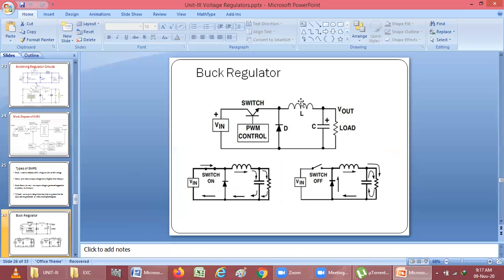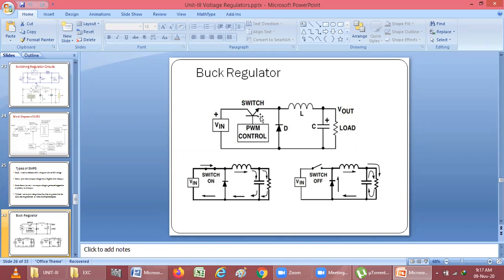Here we are using an inductor and capacitor to store some amount of voltage. Here we are using the Schottky diode. These devices we are using to convert input DC voltage into a fixed amount of DC voltage. It means we are regulating the input DC voltage.